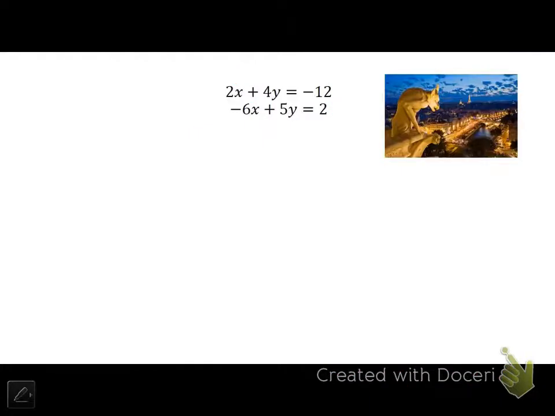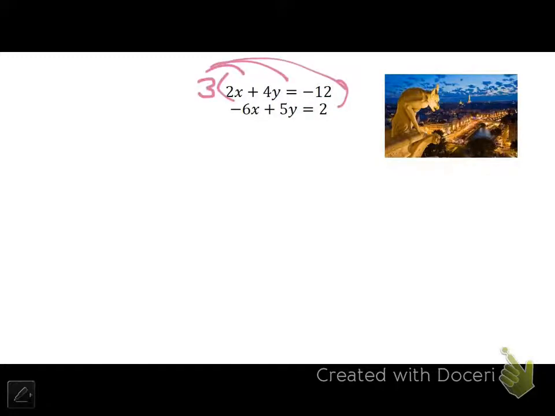Okay, looks like we don't have an x or y by itself. They're both on the same side of the equal sign. So now we want to look to see if we want to cancel our x's or our y's. If we look at our x's, it looks like we can get that top one to be a positive 6 so that they can cancel, because one has to be positive, one has to be negative. So let's go ahead and just multiply this top by 3.